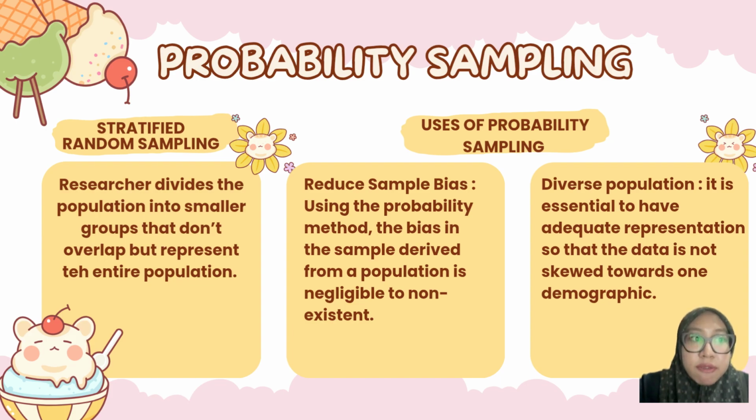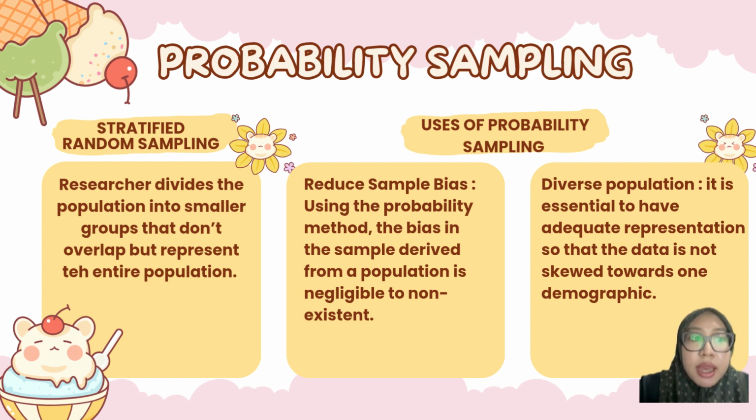When the population is vast and diverse, it is essential to have adequate representation so that the data is not skewed towards one demographic. For example, if Square would like to understand the people that could make their point of sale devices, a survey conducted from a sample of people across the US from different industries and socio-economic backgrounds helps.